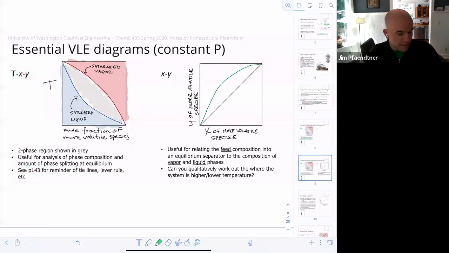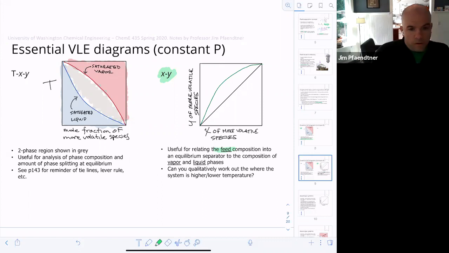The other type of diagram we look at is the XY diagram. Here in the XY diagram, what we've done is a bunch of experiments in the two-phase region where we expect there to be vapor-liquid equilibrium. And what we do in the flash calculation, which I'll show you in a minute, is focus on relating the feed composition into a separator, in today's example the flash drum, and determining very quickly the composition of the vapor and liquid phases coming out of that separator.